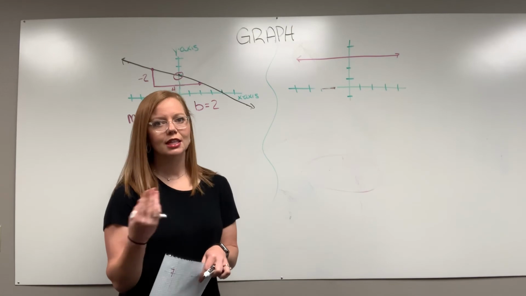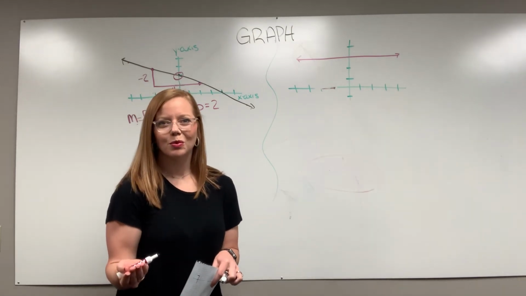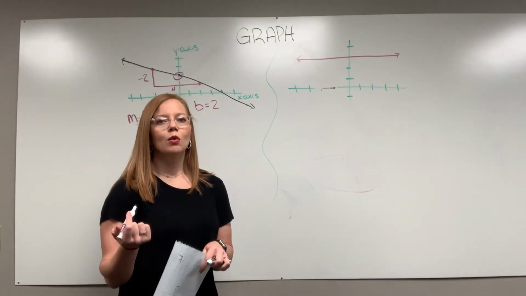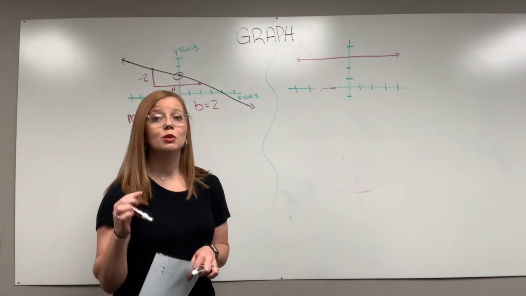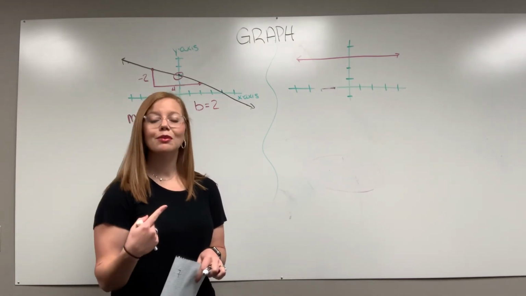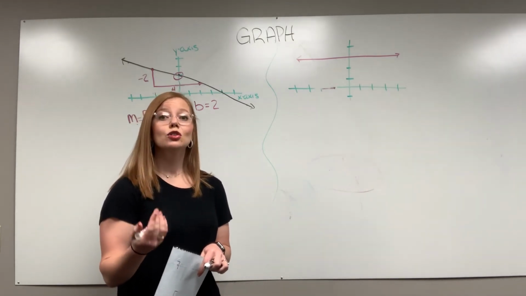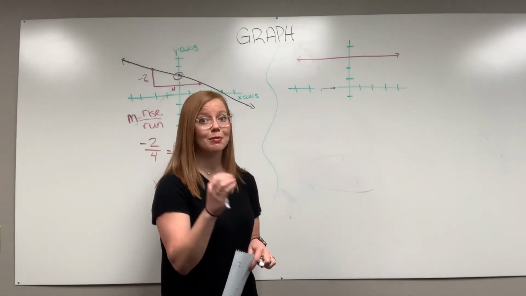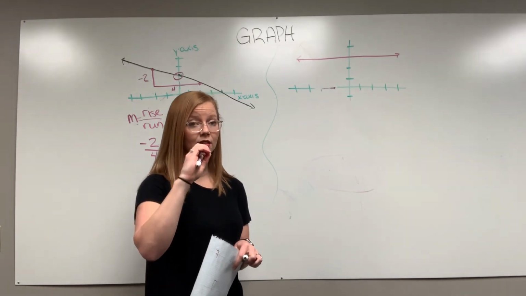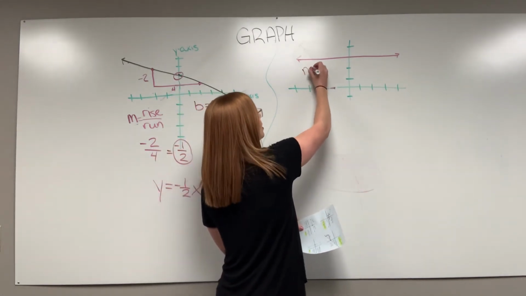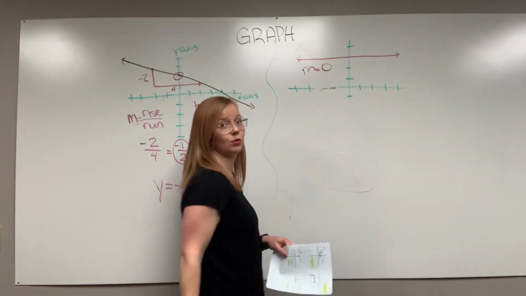But this one's different. It's a flat line. So what do I do? Whenever I'm looking for my slope, I know that slope is rise over run, but is this line rising any? No, it's a flat line. So since it's not rising, that means it has 0 rise. So my slope is 0.